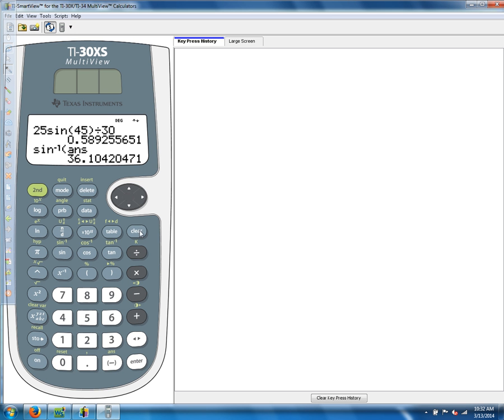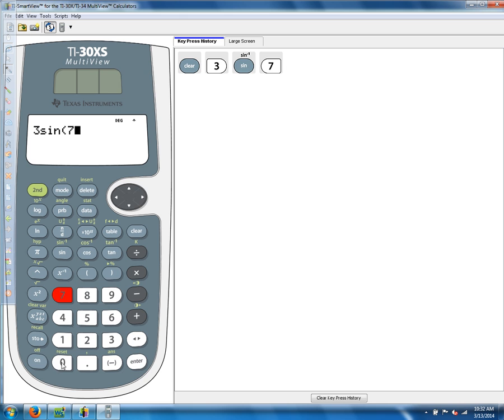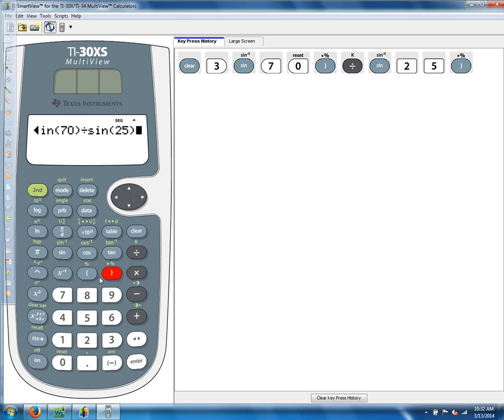All right. So let me clear that out. So I'm going to type it in my calculator. I'm going to do 3 sine 70. And I'm going to close that parentheses, because otherwise it'll divide everything before it takes the sine of that number. Divided by the sine of 25. And I'll close that parentheses off also. Hit enter, and I get 6.67.